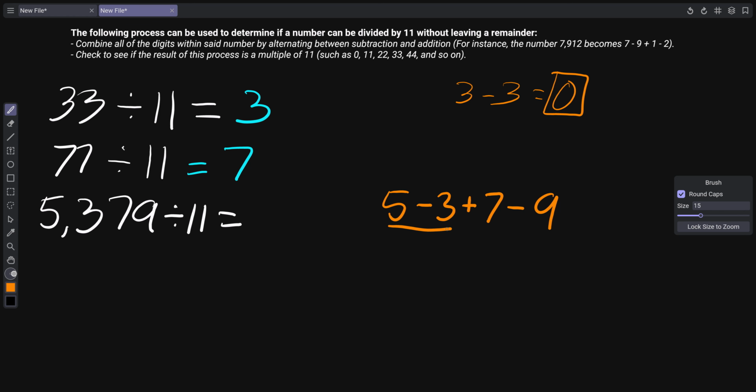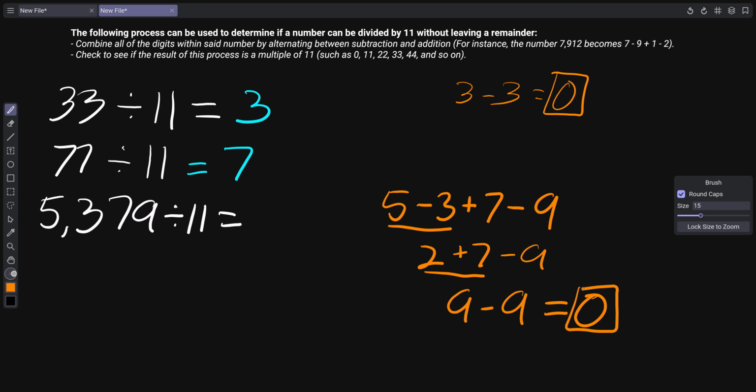So first we'll look at 5 minus 3. This would give us 2. We do plus 7 minus 9. 2 plus 7 equals 9, and then 9 minus 9 equals 0. And again, 0 is a multiple of 11. So we know that 11 can evenly divide into 5,379.